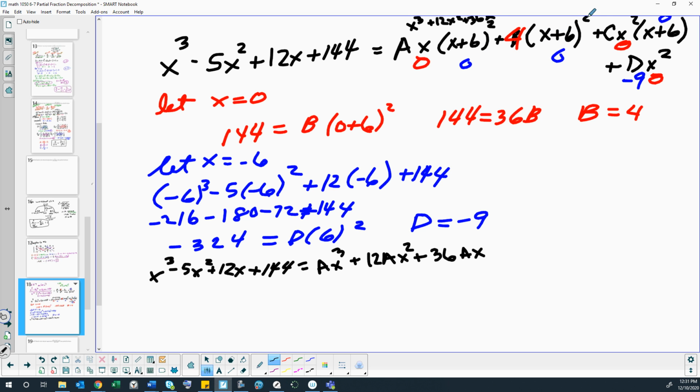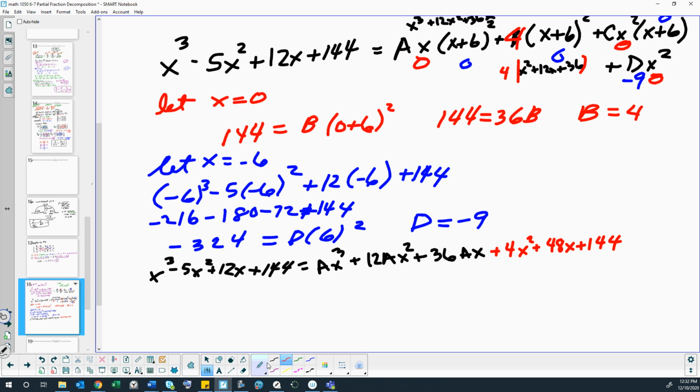Alright, now let's do this part. So this is x plus 6 squared. So that would be x squared plus 12x plus 36. So we're going to multiply that whole thing by 4. So remember how we found that b is 4 already? So we're going to use that. So that would be 4x squared plus 48x plus 144. Alright.